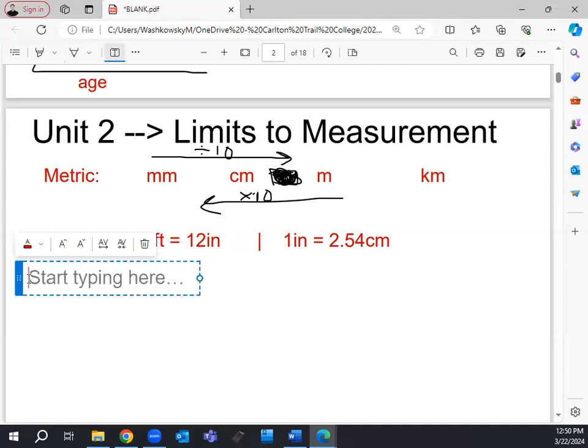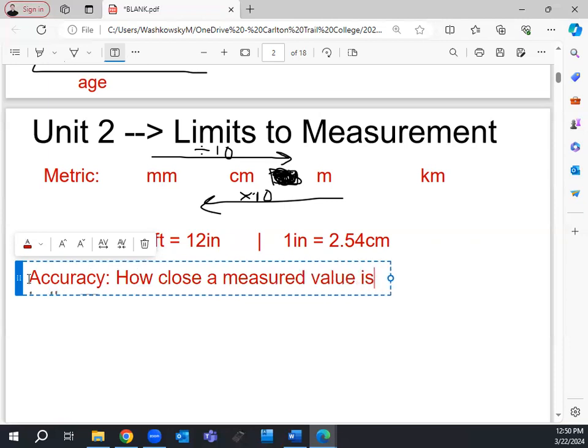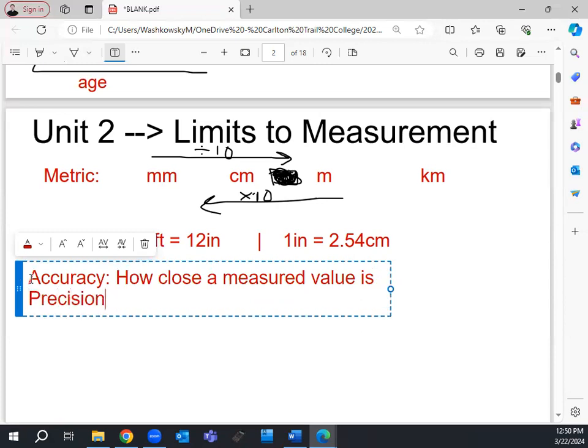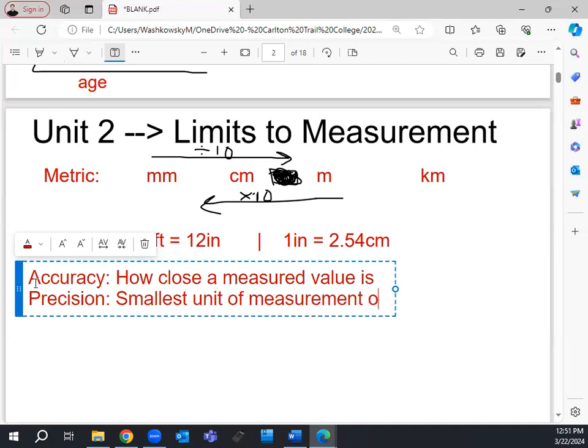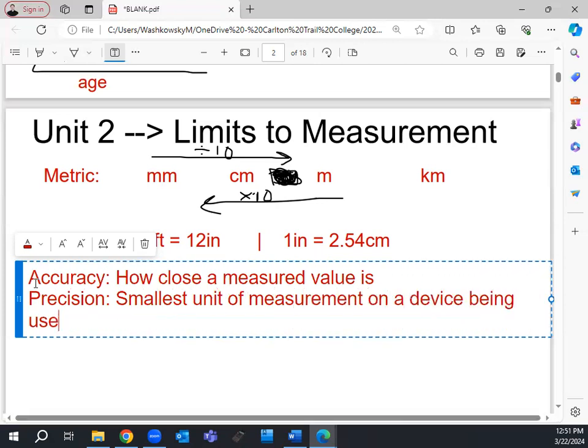So there's a couple definitions as well. We have accuracy. Now, if you remember, this is how close a measured value is. Whereas something like precision is used to identify the smallest unit of measurement on a device being used.